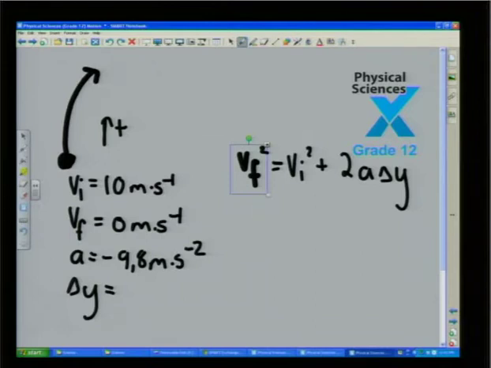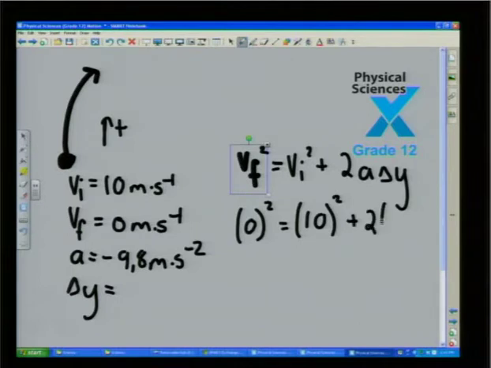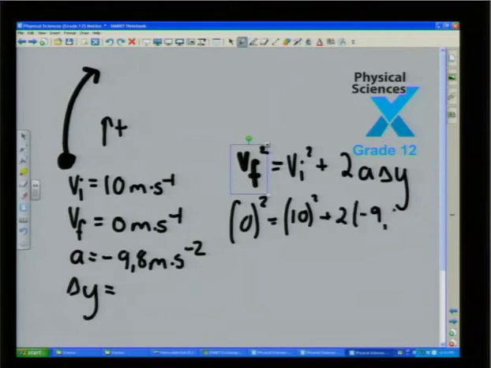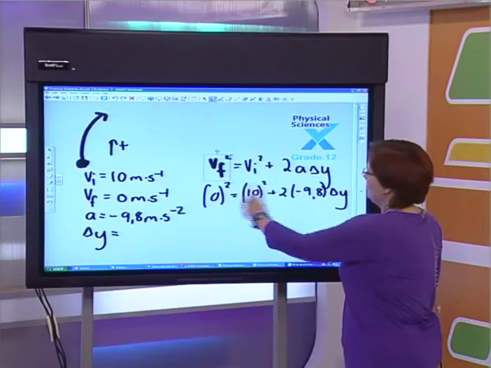So Vf squared is 0, but it's going to be 0 squared. We know Vi is 10 squared, and then we have 2 times minus 9,8, and I keep running out of space. I write too big. Okay, sorry. It's all about space. And that's quite a nice science concept at the same time. Scientists like space. We do. Yeah. I think most of us are from space.